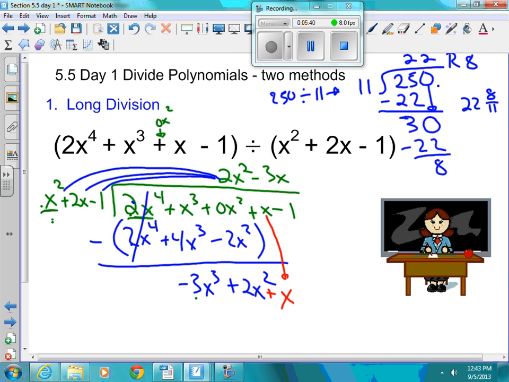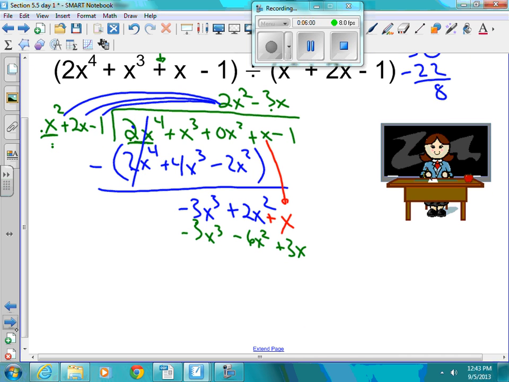And now we do the same thing here. Negative 3x gets multiplied by all the terms outside. Negative 3x times x squared is negative 3x to the third. Negative 3x times positive 2x is negative 6x squared. Negative 3x times negative 1 is positive 3x. Subtract these terms. Negative 3x to the third minus a negative 3x to the third, those cancel out. 2x squared minus a negative 6x squared would be like adding 6x squared. That's an 8x squared. x minus 3x would be minus 2x.